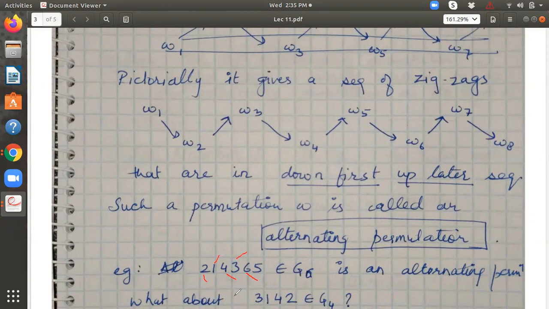Yes, the alternating permutation which you see in abstract algebra is an up first, down later sequence. Or if you see it in combinatorics, I don't know if you are familiar with discrete Morse theory, acyclic matchings. Have you seen acyclic matchings? No. Okay, check it.